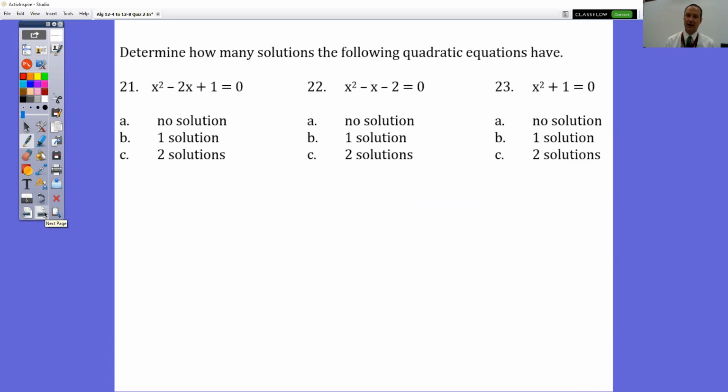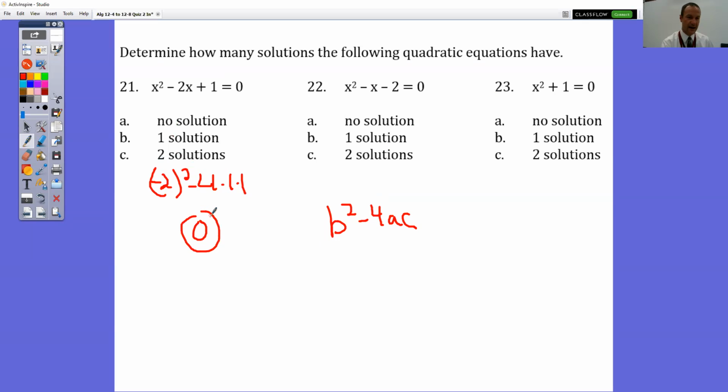The last type of questions that you're looking at is, how many solutions do these have? Remember, what you want to do is b squared minus 4ac for all of those. So b squared, -2 squared minus 4 times 1 times 1. When you do that, you get an answer of 0. Now, it is very, very tempting to say that 0 is no solution. 0 is not no solution. When you get 0 for the discriminant, 0 for the discriminant is 1 solution.